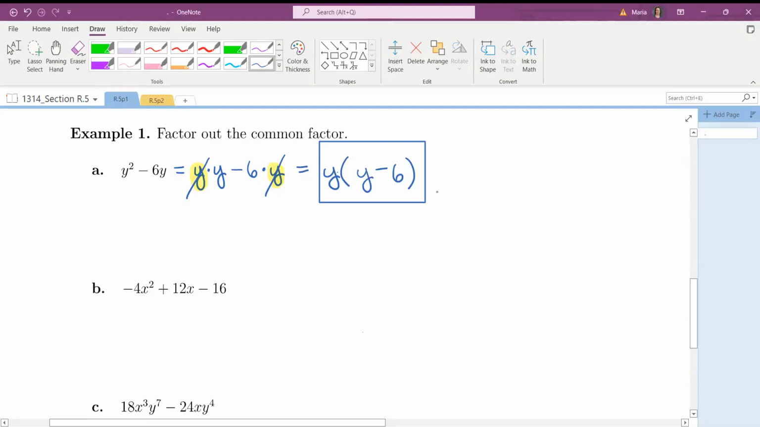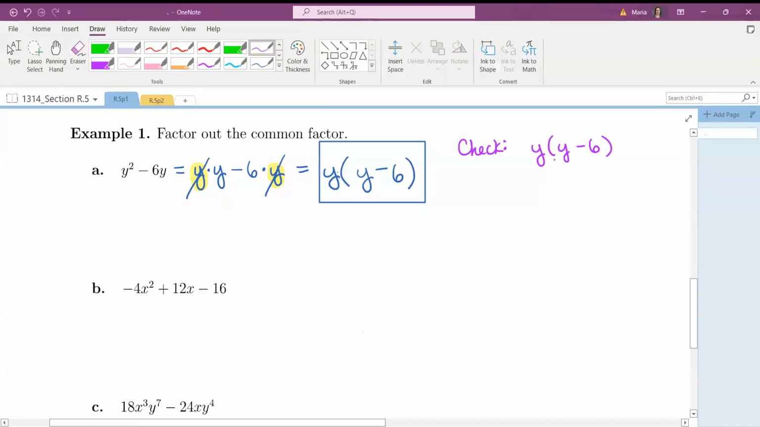You identify your common factor, you take it out, and then you open parentheses, and from each piece, you write what's left. Notice we started with y squared minus 6y. We have now factored it, meaning we have written it as something times something else. That's what it means to factor. The great thing about factoring is you can always check yourself. If you multiply out the factored form, you should get what you started with.